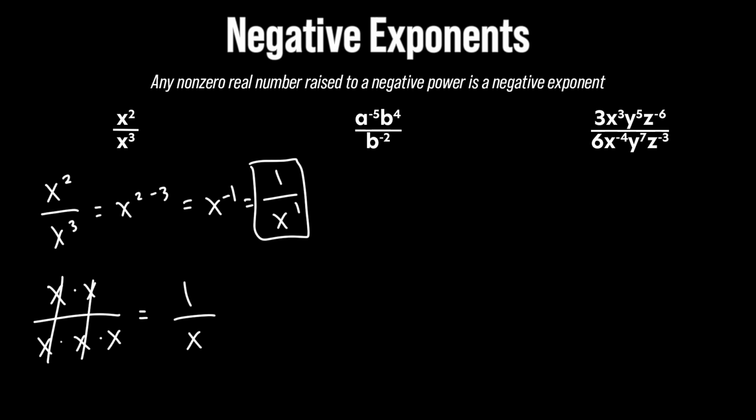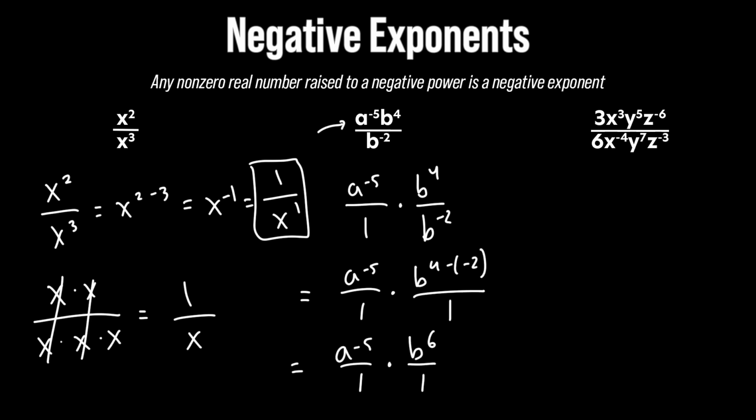So how do we solve the second problem here? Well, we see that the variable a is only in the numerator, so that's going to stay the same. And then we have a b in the numerator and denominator. So we can actually split this expression into a to the negative fifth over 1 times b to the fourth over b to the negative second. This is going to be equal to, using the quotient of powers rule, b to the fourth minus negative 2.